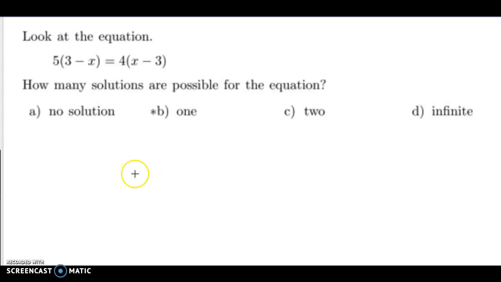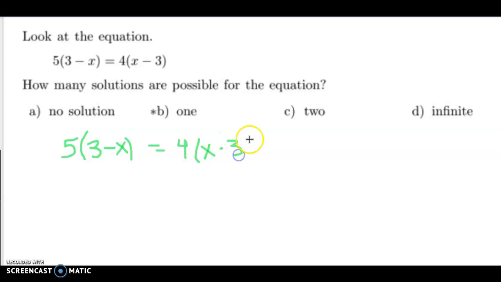First thing we're going to do is look at the equation. It says, how many solutions are possible for the equation. Sorry, I'm losing my voice. So first thing I'm going to do is write the equation down here. I have 5 times 3 minus x equals 4 times x minus 3.